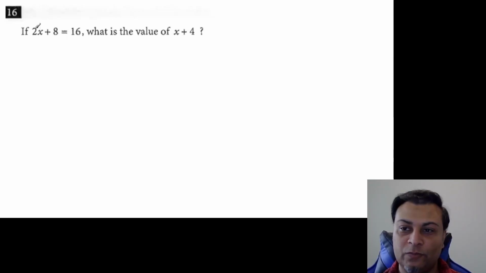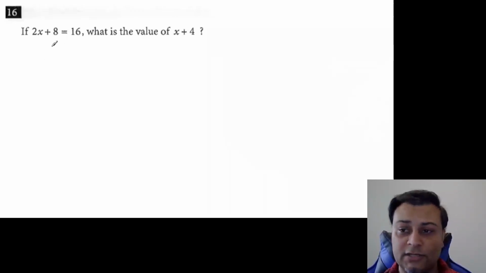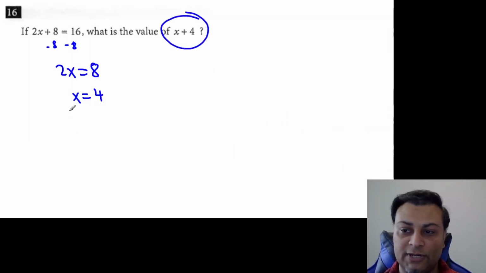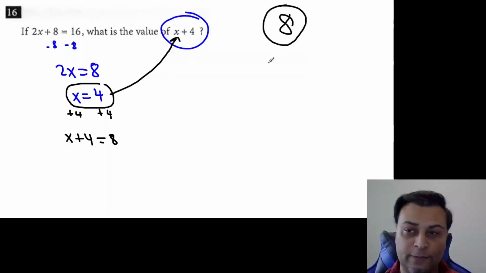Question 16. If 2x plus 8 equals 16, what's the value of x plus 4? So there are two ways to do this. One way is to solve for x. You subtract 8 from both sides, you get 2x equals 8. You divide by 2, you get x equals 4. But that's not the final answer. They're looking for x plus 4, so let's make sure we add 4 to both sides. And you get x plus 4 is 8. So the answer is 8. Or basically just once you have x equals 4, you plug the 4 into there. And you have 4 plus 4, which is 8.